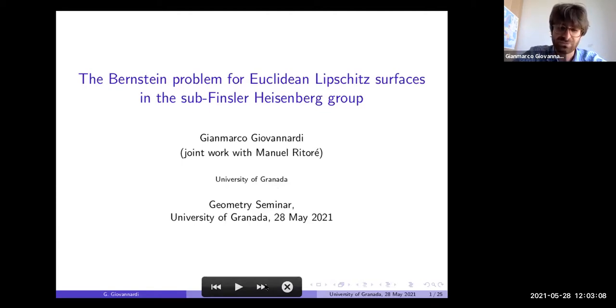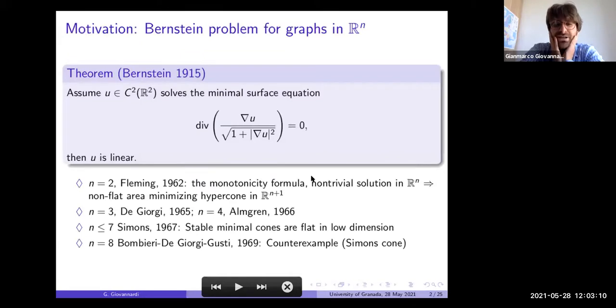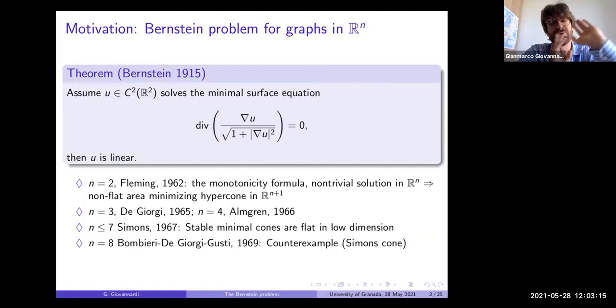And first of all, I want to say something about the history of the Bernstein problem for the Euclidean Bernstein problem for graphs. So the problem was posed by Bernstein in 1915, and he considered an entire function u that is C2 on R2 that solved the minimal surface equation. That is that the principal curvatures of the graph of u are equal to 0. The sum of the principal curvatures is equal to 0.